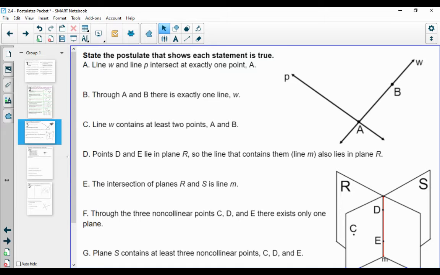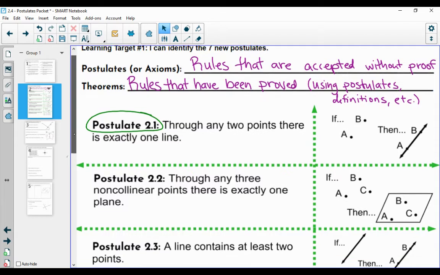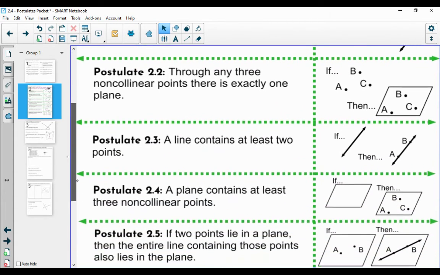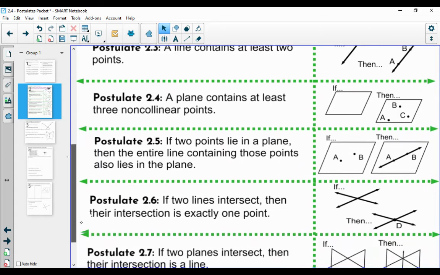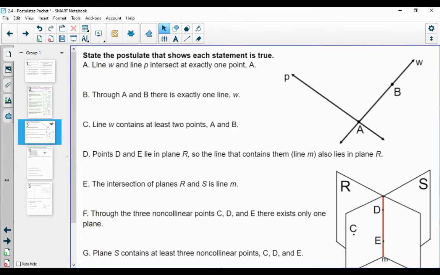If this were like a test or a quiz, you would just write out that postulate word for word because you probably don't have the numbers memorized, and I don't either. But since we can just flip back and find that postulate, let's do it. So I'm looking for, if two lines intersect, then their intersection is a point. And I find these really fast just by looking at my pictures off to the side. So that's postulate 2.6.